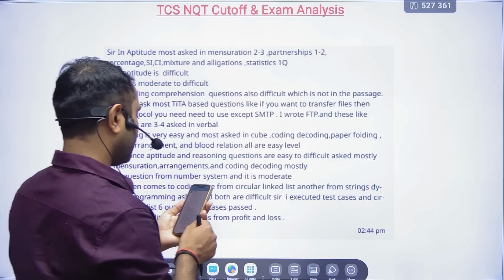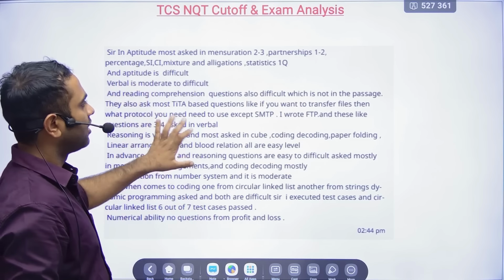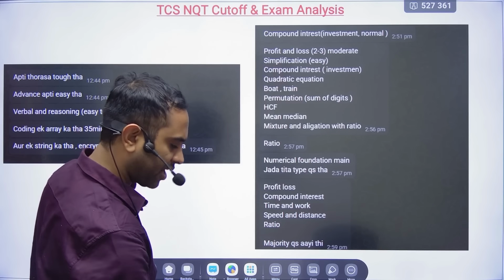Okay, so thank you. Whoever has said this, it is definitely not my content. So this has been shared by the student only, and this was shared by Bristy.